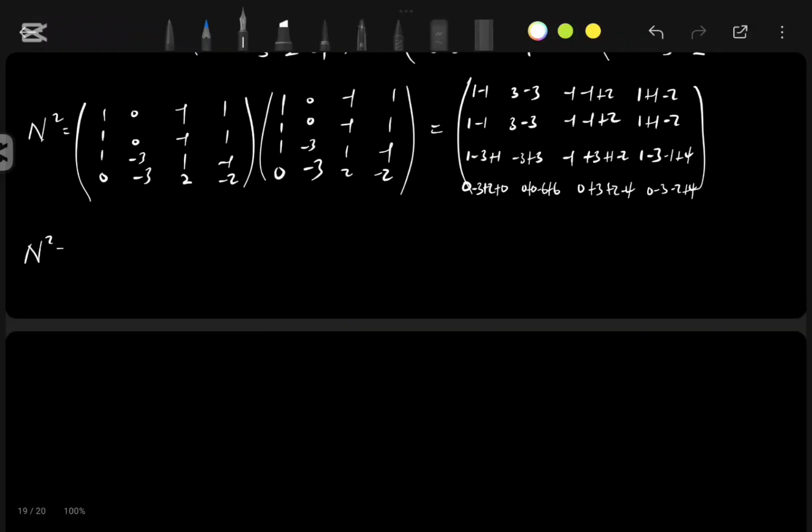So this N squared will give us, so N squared will be, we have 0, 0, 0, 0, and 0, 0, 0, 0. We have minus 1, 0, 1, 1, minus 1, 0, 1, minus 1. This is supposed to be 2. So we have minus 1, minus 1.